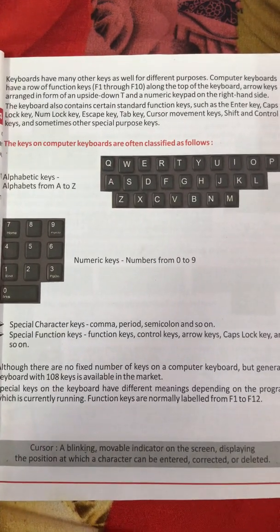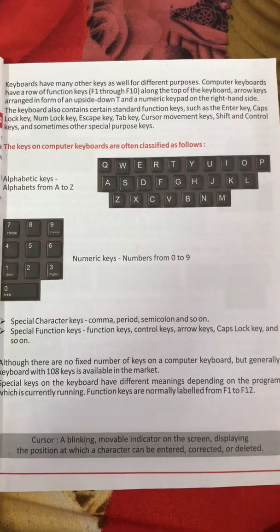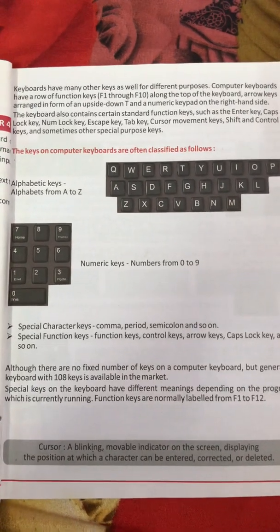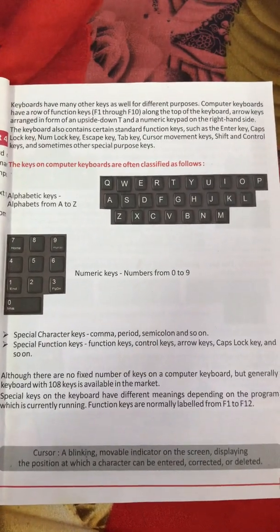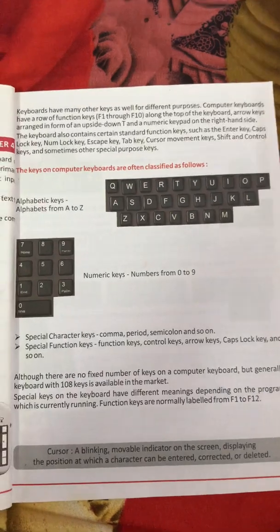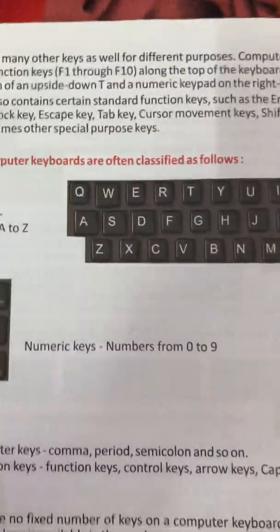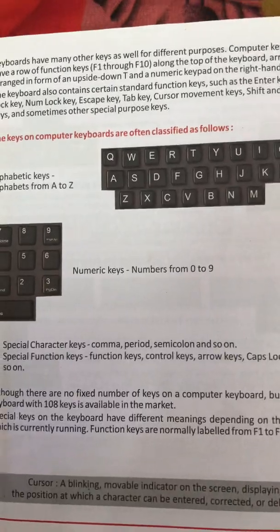Along with the top of the keyboard, arrow keys are arranged in the form of an upside down T and a numeric keyboard on the right hand side. The keyboard also contains certain standard function keys such as enter key, caps lock key, numlock key, escape, tab key, cursor movement keys, shift control keys, and sometimes other special purposes keys too.